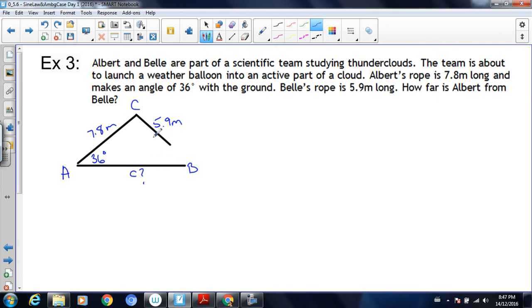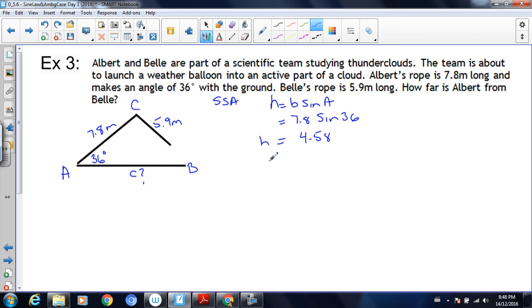Now, I can't just go ahead and solve for side c like I did in grade 10 because I have two sides. I have to check first for the ambiguous case, because again, I have a side-side-angle given to me. So I must compare side a with side b and the height. So first, check the height. The height is equal to b sine A. So side b is 7.8 multiplied by sine of angle A, which is 36. So the height in this case is 4.58.